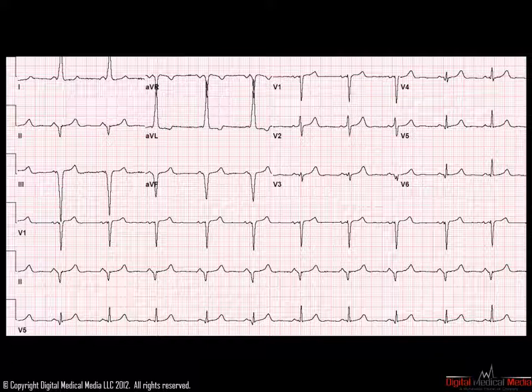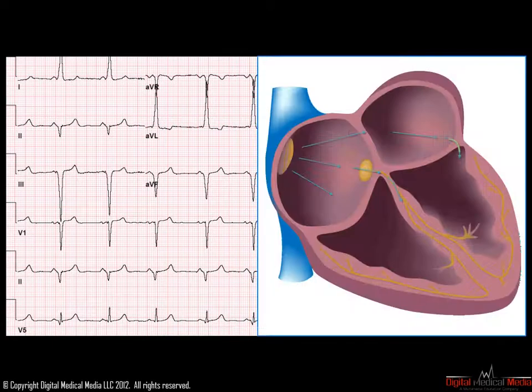1 out of every 1,000 people around the world is born with an extra connection between the atria and ventricles. Instead of just the AV node, these patients have both an AV node and an extra connection called a bundle of Kent accessory pathway. It is a separate electrical connection which allows conduction between the atria and the ventricles.